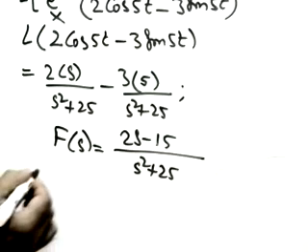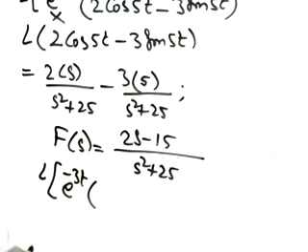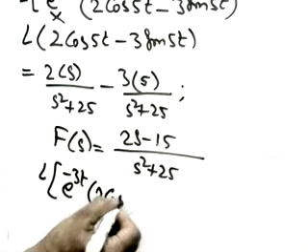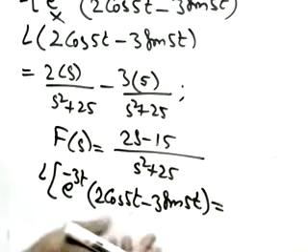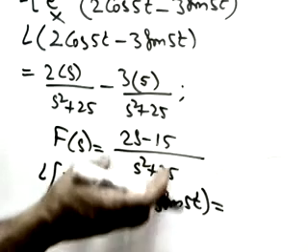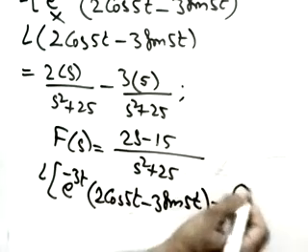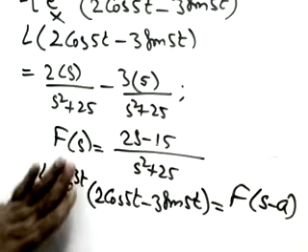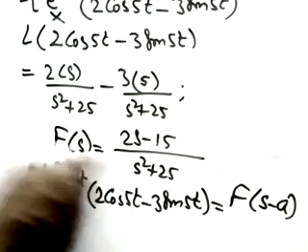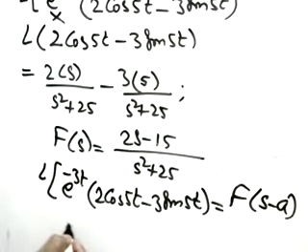So when we include e power at, s will become s minus a. Therefore, now let me include this e power minus 3t with the function 2 cos 5t minus 3 sin 5t. Watch carefully. First we found the Laplace of this, we got this one. When we include e power at, this F of s will become F of s minus a. This is very important. Excluding the exponential, first we find the Laplace of this and denote it by F of s. When we include it, F of s will become F of s minus a.